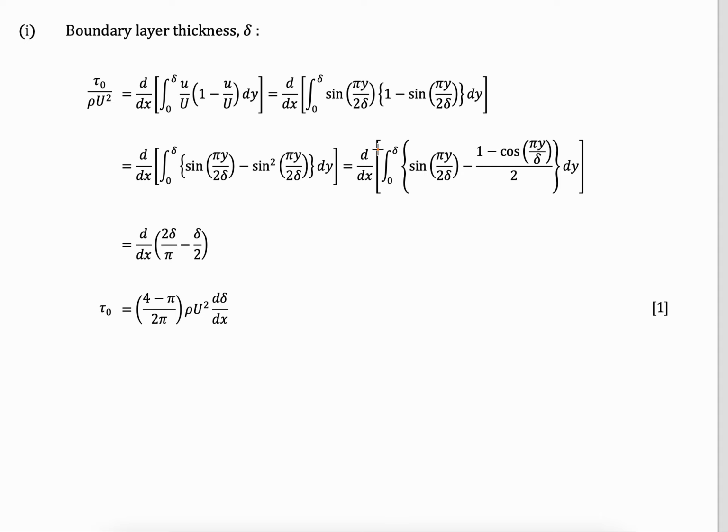Okay, so the idea is simple. This is the von Karman equation. You have d theta dx. So to find the theta here, we substitute into this equation. We substitute into this one. And then we could get the value of tau is equal to this one.